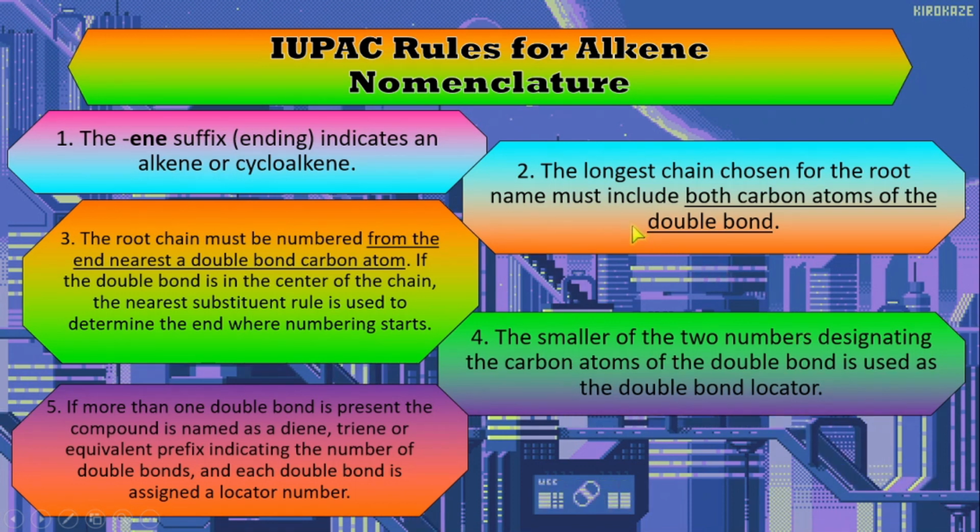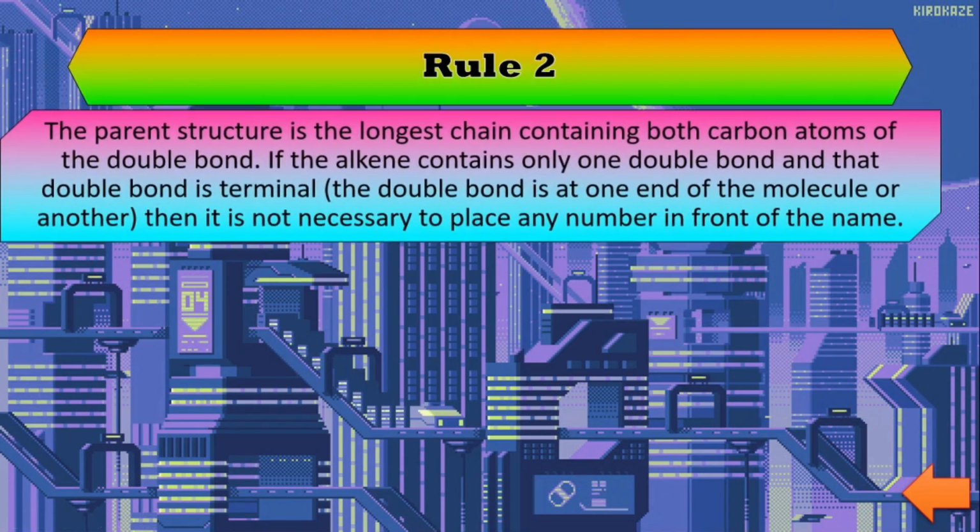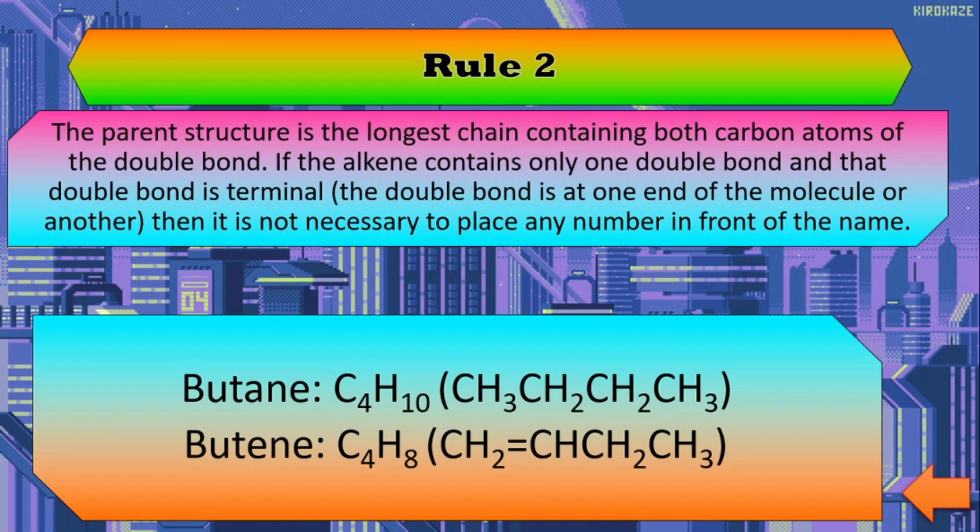Rule number 2: the longest chain chosen for the root name must include both carbon atoms of the double bond. The parent structure is the longest chain containing both carbon atoms of the double bond. If the alkene contains only one double bond, and that double bond is terminal, or found at the end of the chain, it is not necessary to place any number in front of the name.